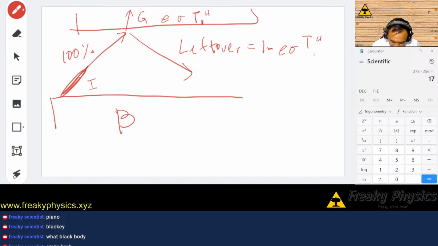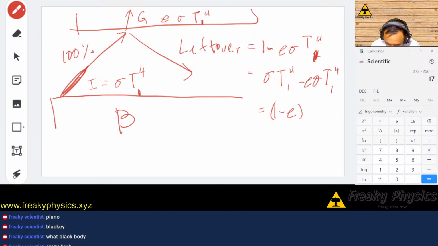That's going to be the intensity here, which would be equal to sigma T. Sorry, this is T2, right? Sorry, that is T1. So this is going to be T1 to the 4. So what am I going to do here? That's going to be sigma T1 to the 4 minus E sigma T1 to the 4. I factor out sigma T1 to the 4. We're left with 1 minus E on the inside.